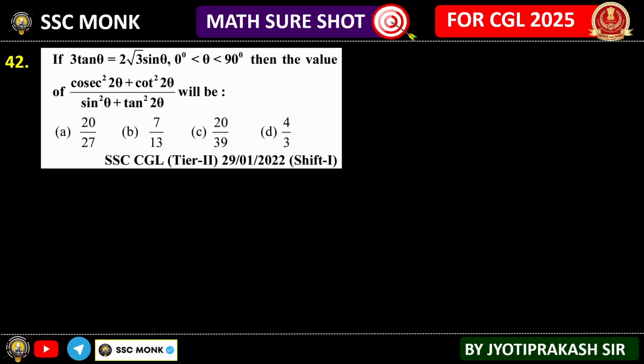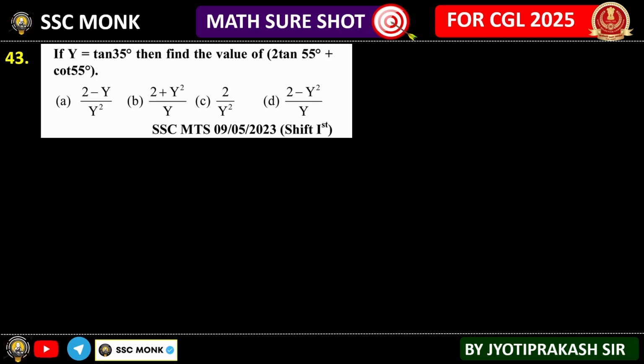This is a homework. If y is equal to tan 35 degree, then find the value of 2 tan 55 plus cot 55. Okay, now see, 2 into tan plus cot 55 degree. Now cot 55 degree can be written as tan (90 degree minus 35 degree), or cot, this can be written as cot (90 degree minus 35 degree). That can be written as tan 35 degree. Yes or no? Yes.